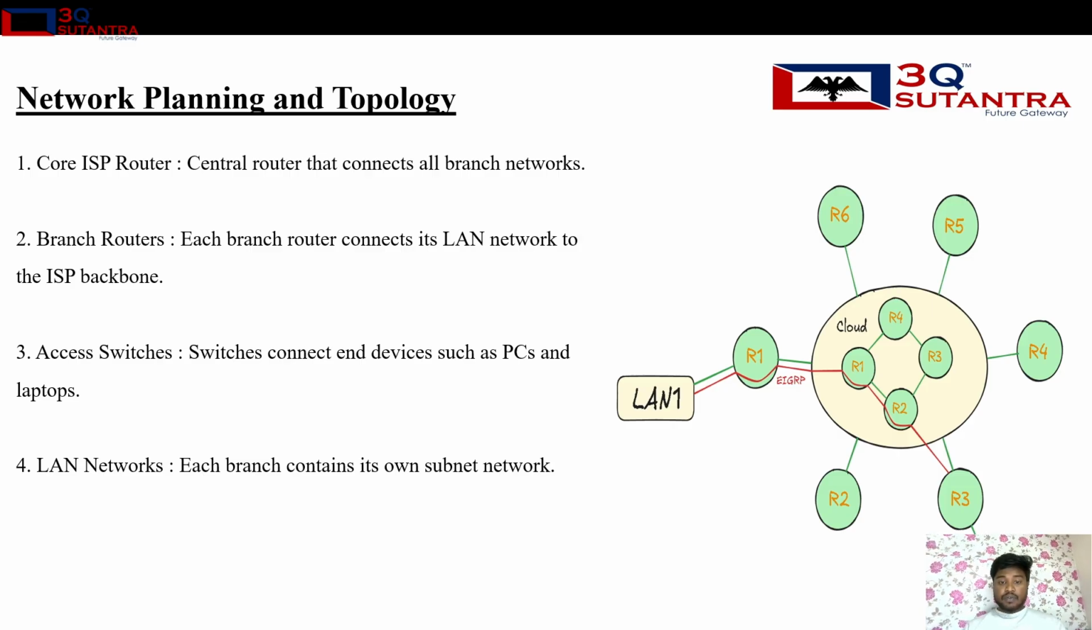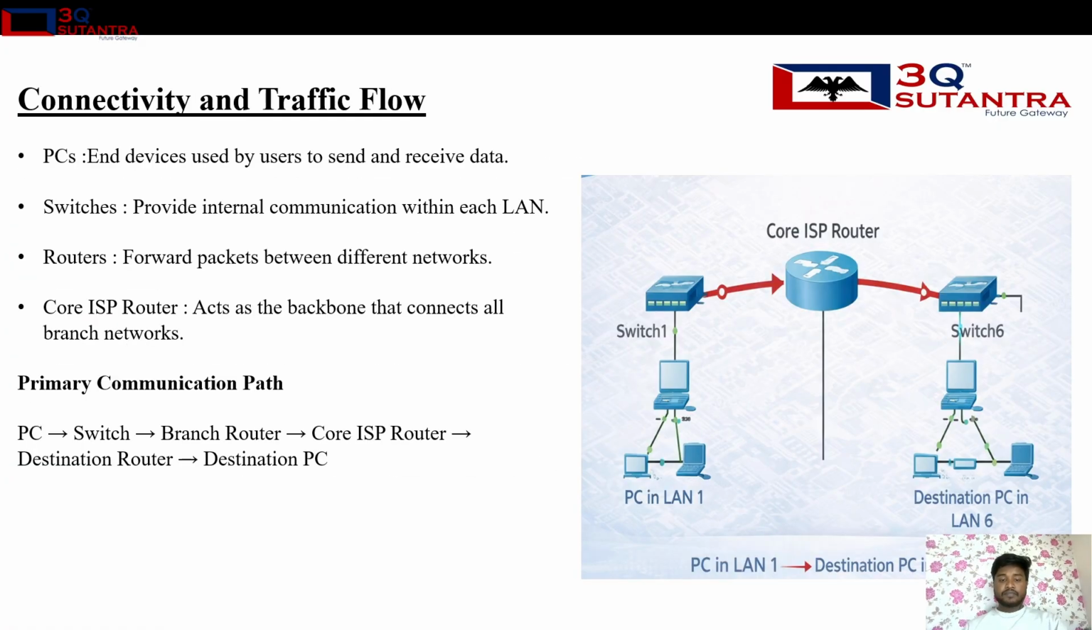The design uses a core and edge approach. The core ISP router forms a central cloud where data travels between the branches. Each branch has its own unique address to keep traffic organized. When you send a file, it follows a specific path: it starts with your PC, moves through the local switches, goes to your branch router, then the ISP routers, is delivered to the destination router, and finally reaches the targeted PC.